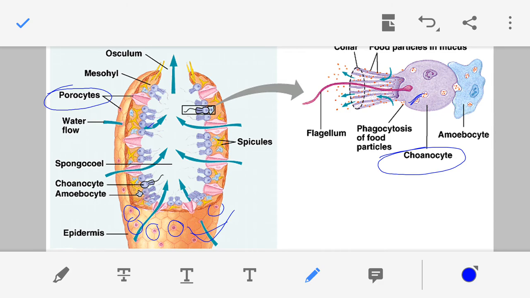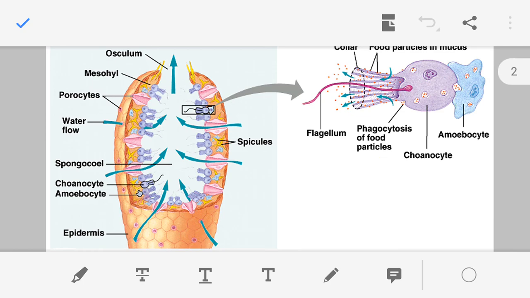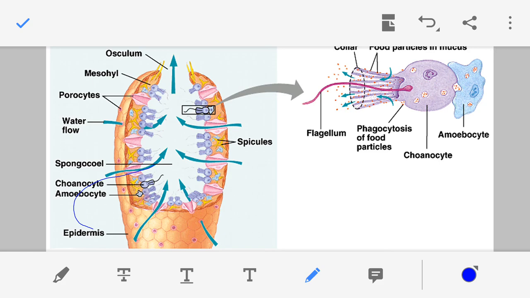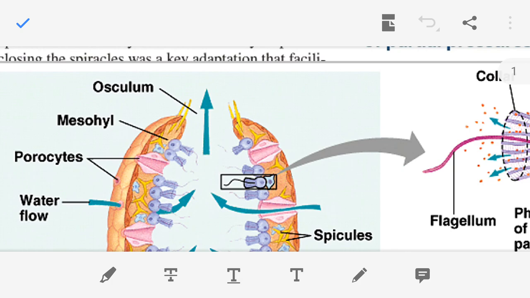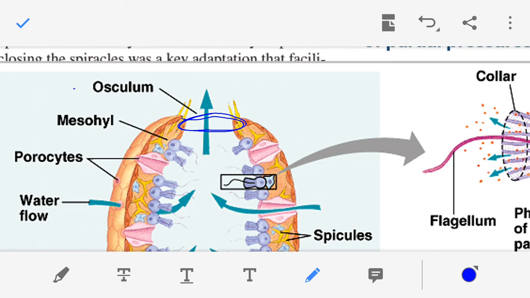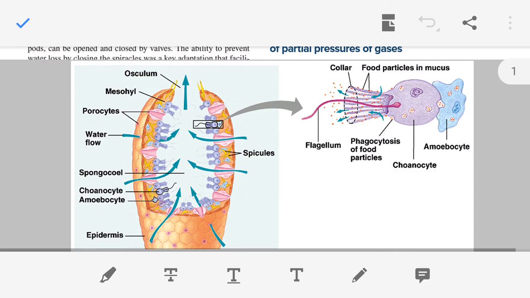Most of the functions of the body are performed by these choanocyte cells. Now, what happens with the blue color arrow? As you can see, water from outside is entering through these pores, and this water is carrying all the requirements of the sponge. For example, the diffused oxygen is there in the water, and the food material is there, and water is expelled out. And as you can see, the large pore is present on the top. So this large pore is known as the osculum.